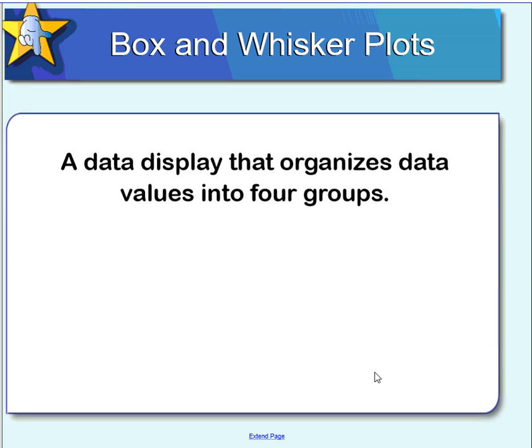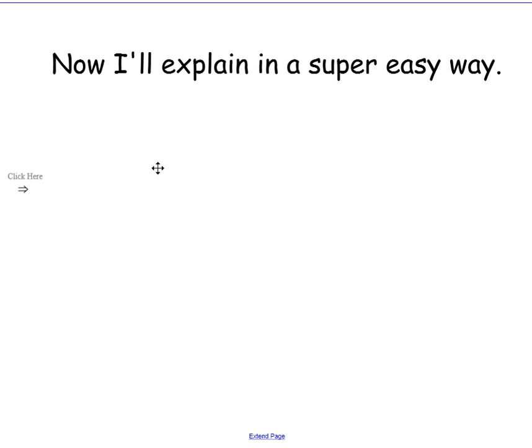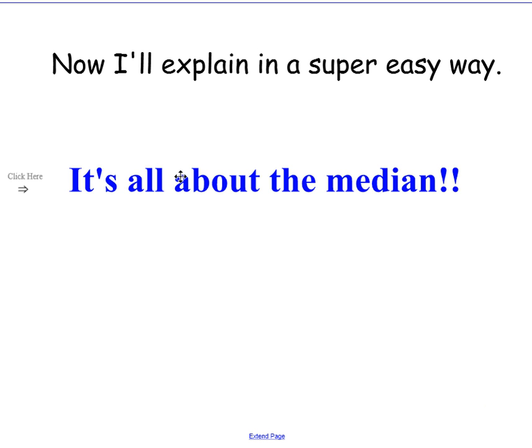In this video, you will be learning about box and whisker plots. A box and whisker plot is defined as a data display that organizes data values into 4 groups. All right. So it's really all about the median. Throughout this entire exercise, you're going to be focusing on finding the median of different sets of data.